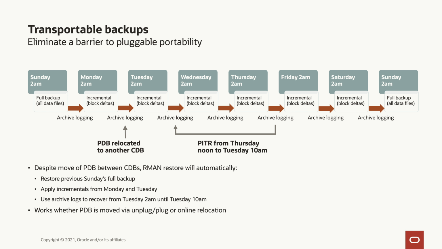The transportable backup feature, now available, eliminates all the additional complexities associated with a PITR in a situation where the PDB in question had been moved between CDBs since the last full backup. The point is that, with transportable backups, you can perform a PDB PITR to a time after a PDB has been moved, but before the next full backup. This works whether the PDB has been moved via unplug-plug or online PDB relocation.